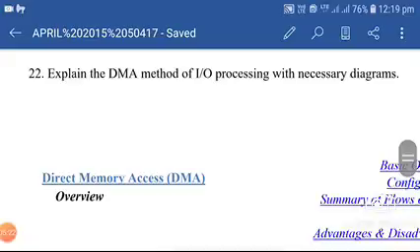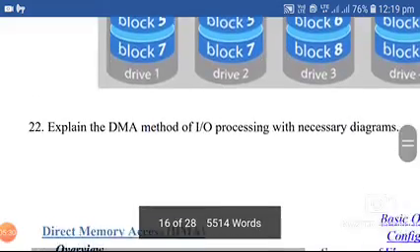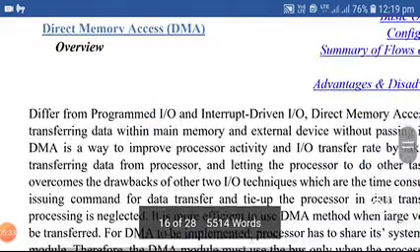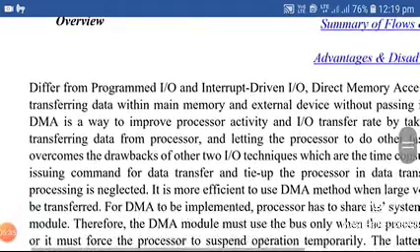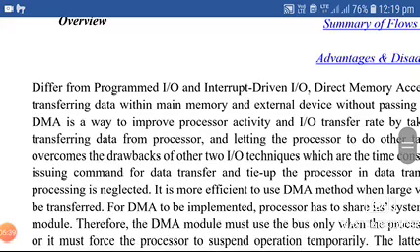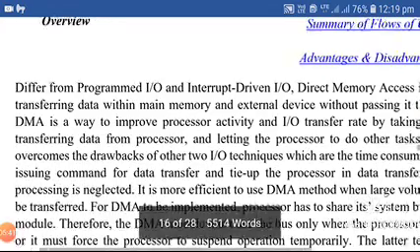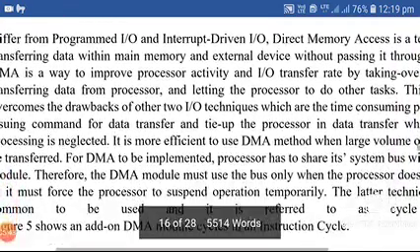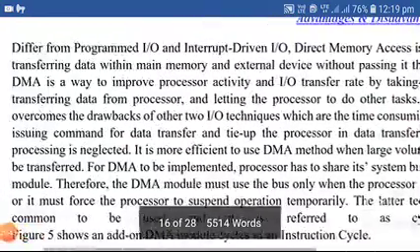Next we are going for the next question. 22nd question: explain the DMA method of I/O processing with necessary diagrams. So, the DMA method of I/O processing differs from programmed I/O and interrupt-driven I/O. DMA means direct memory access, a technique to transfer data between main memory and an external device without passing it through the CPU.